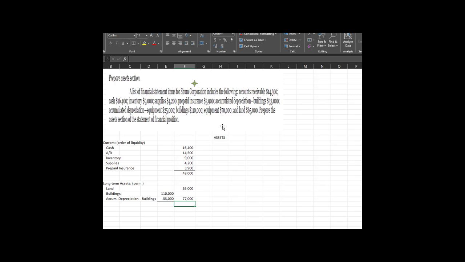All right. So how much is the book value of my buildings? The book value is $77,000. How much did I pay for my buildings? 110. How much have I used? 33,000. Okay, cool. That's what that means. Moving along. Oh, so what would it mean if this was like that?